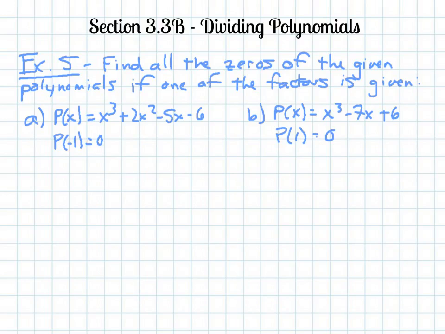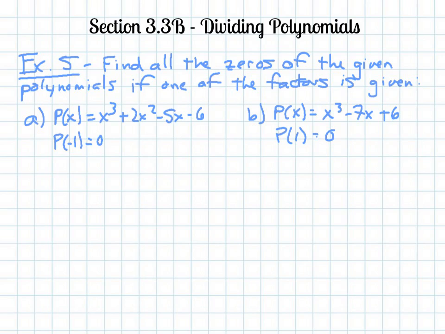Today's lesson, section 3.3b, we're going to continue dividing polynomials. Example 5 wants us to find all the zeros of the given polynomials if one of the factors is given. Like letter A, you're given that negative 1 gives you a y value of 0, so that means that negative 1 is a factor.